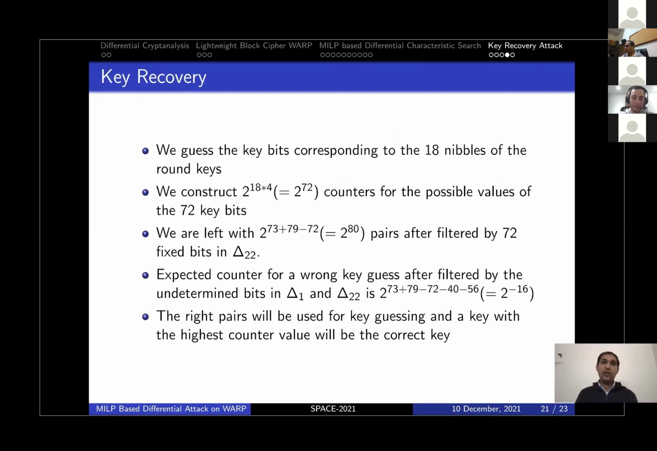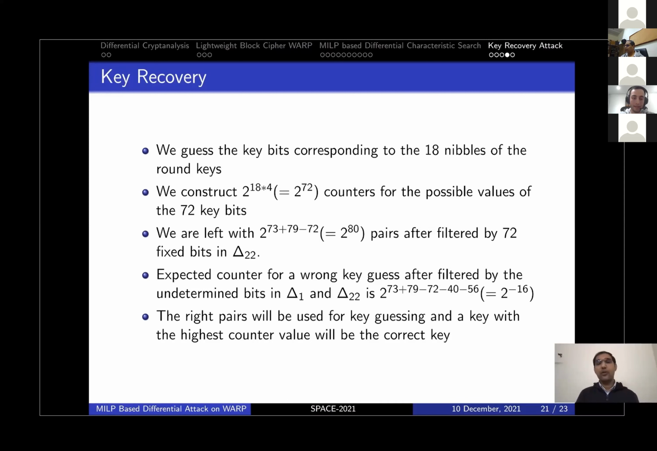In the key recovery part, we guess the key bits corresponding to 18 nibbles of the round keys. We construct 2^18 times 4, which is 2^72 counters, for the possible values of the 72 key bits. We are left with 2^(73+79-72), which is 2^80 pairs, after filtering by 72 fixed bits in delta 22.